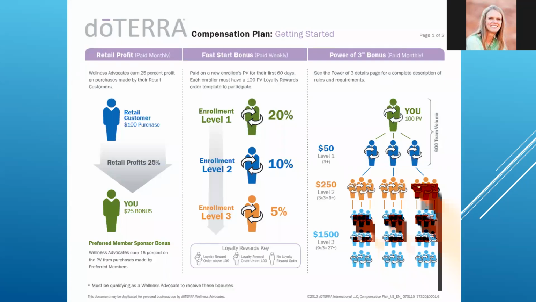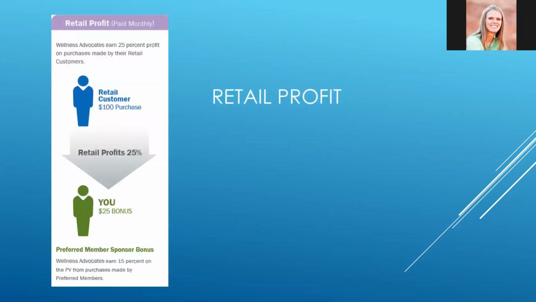Okay, there are 5 ways that you can make money with doTERRA, and we're going to cover each one of those a little bit more in depth. These are the first 3, so I'm just going to break them down really easily for you. The first one is going to be retail profit. This is where you purchase product for the wholesale price and then you resell it, or somebody goes to your doTERRA provided website and they purchase off of there, then doTERRA cuts you the difference of the 25%.